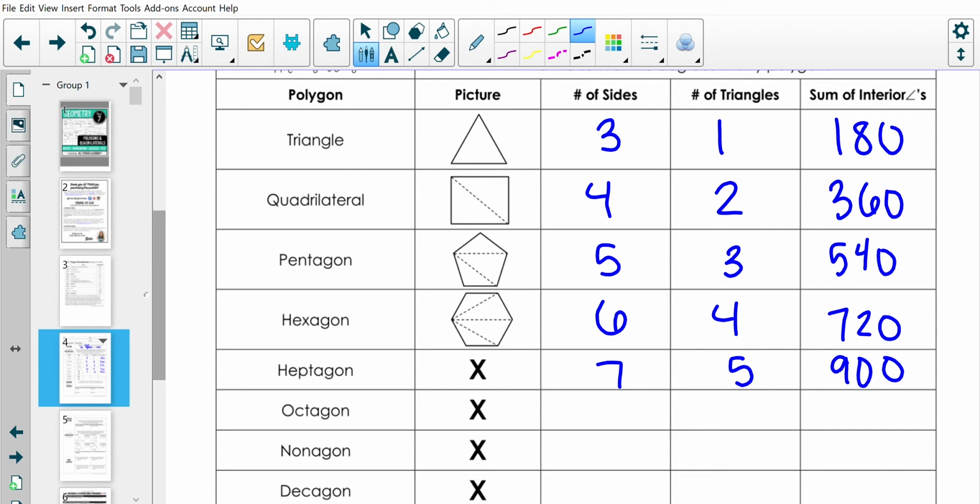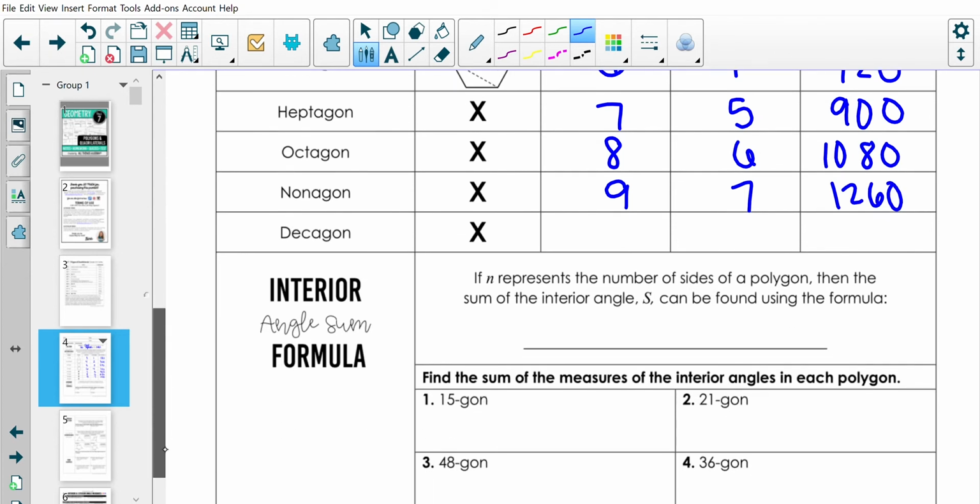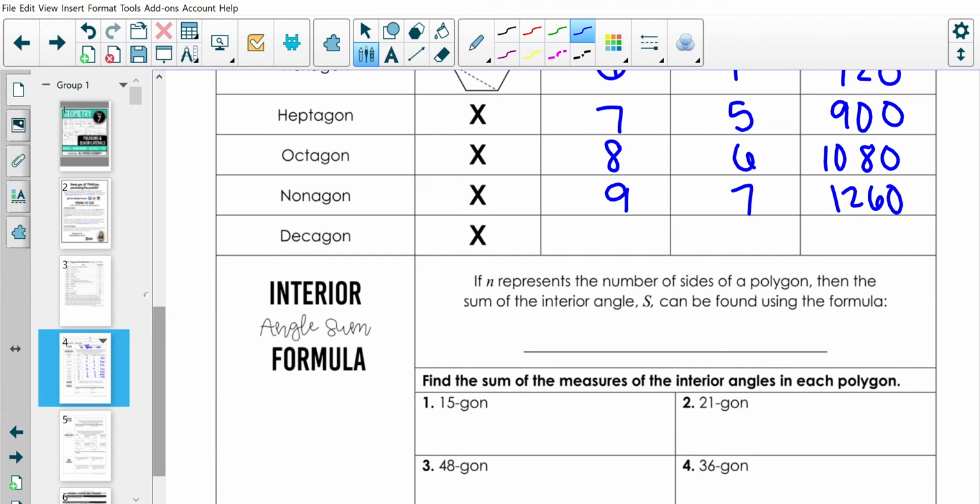An octagon has how many sides? 8. How many triangles fit in there? 6. So the sum of the interior angles? 1080. A nonagon has 9 sides. How many triangles? 7. And the sum of the interior angles? It's 1,260. Good. A decagon. 10. How many triangles? 8. And the sum of its interior angles? 1,440. Good.